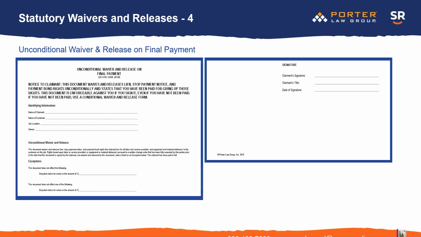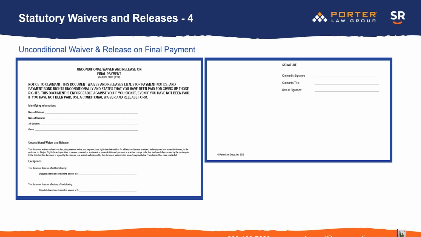Okay, you can see the identifying information. It's like the other ones, the name of the claimant, the customer, the job location, who the owner is, and then the basic language of the unconditional waiver and release. But again, we have exceptions. Okay, disputed claims for extras in the amount of, and then it says, this document does not accept, it's kind of a repeat here. In the actual form, there's not a repeat, and Jesse, you might note that and take it out of the presentation where it repeats itself. Anyway, if you have disputed claims, you would right there put your disputed claim in a short explanation of the whole thing.